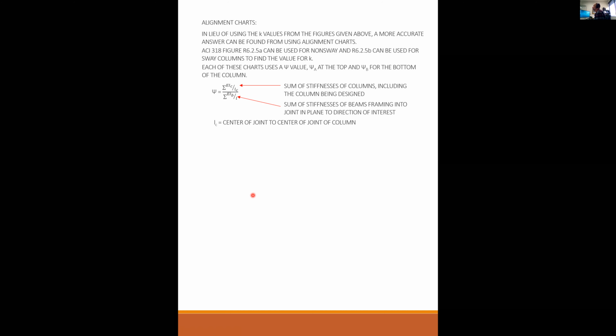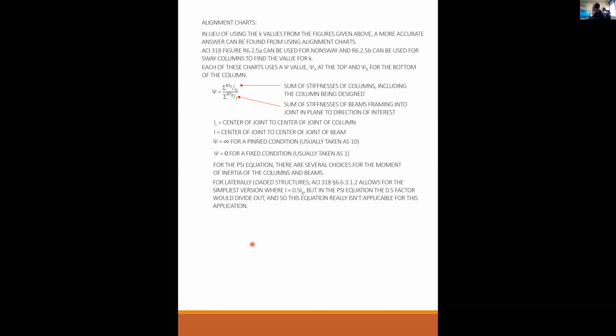Lc is the center of joint to center of joint length of the column. L is the center of joint to center of joint length of the beam. Psi is equal to infinity for a pinned condition, but usually just taken as 10 because that's more conservative. And psi is equal to 0 for a fixed condition, but usually taken as 1 because that's more conservative.